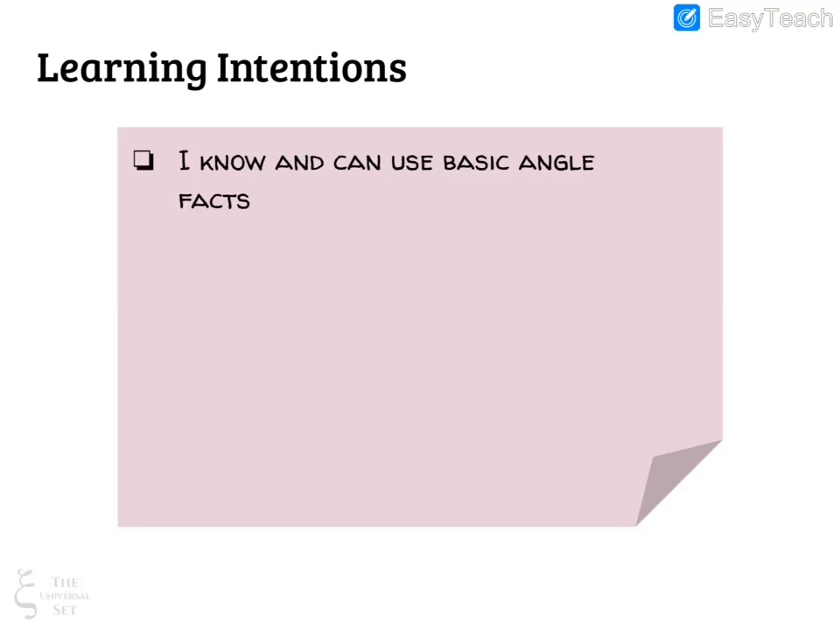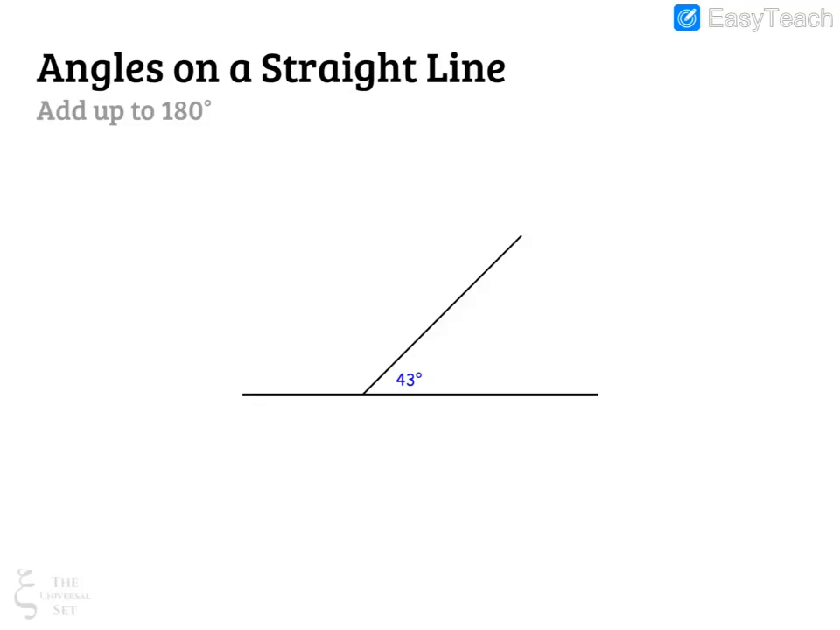And I suggest that as we go through, it might be a good idea to write some of these down just as a wee note in your jotter so you can refer back to them later. So this first one says, angles on a straight line add up to 180 degrees. And that makes sense, right? Because we've seen before that a straight line is 180 degrees, so that's got to be 180 degrees.